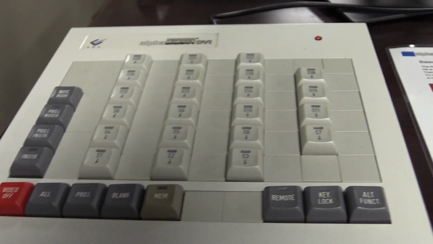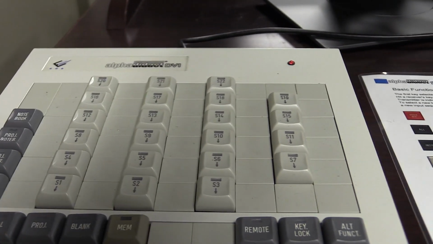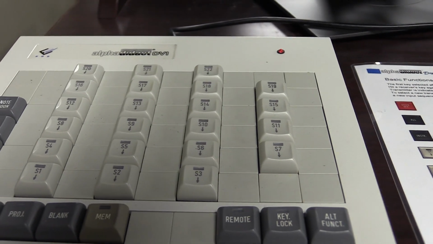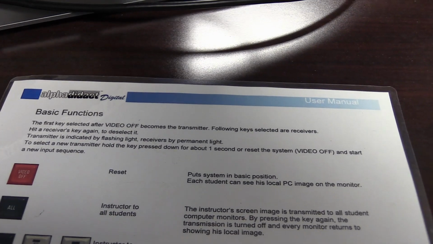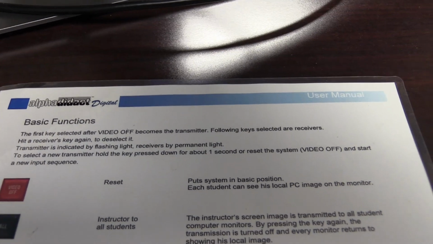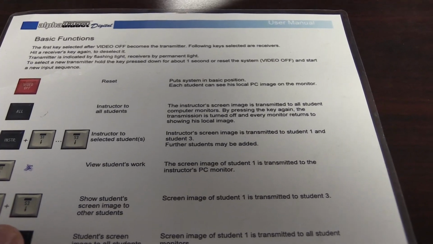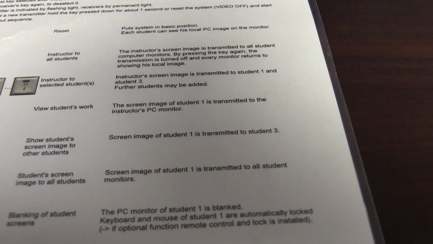Here's the control panel. Video off, hit that before you start, and confirm that no buttons are lit up. If a button is lit up, that means it's activated. There's an instruction sheet with the basic features, and as you can see, the first thing on the instructions is that video off button. Pictures of the buttons with instructions on what that particular combination will do.